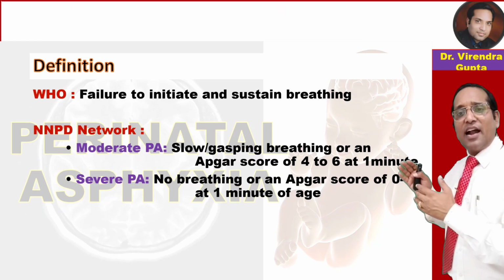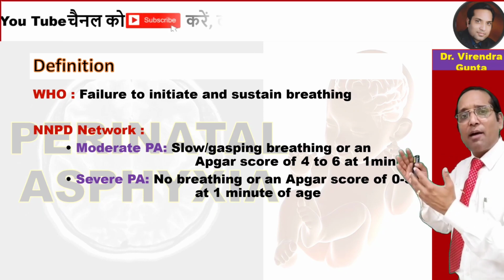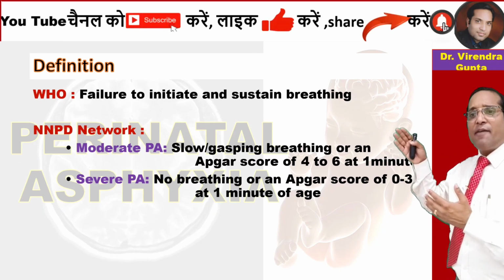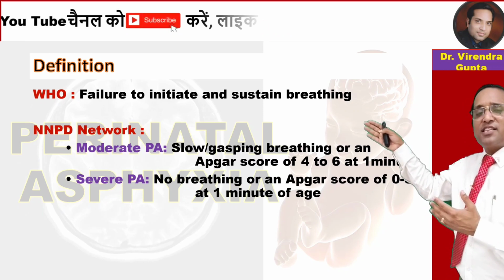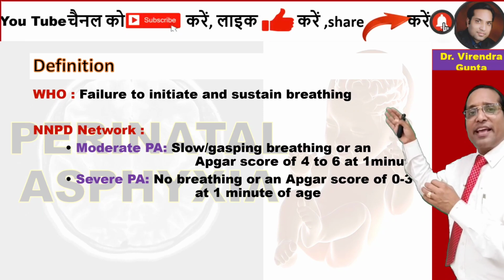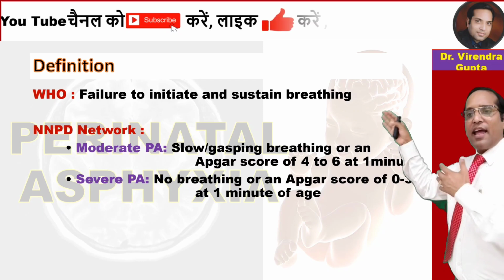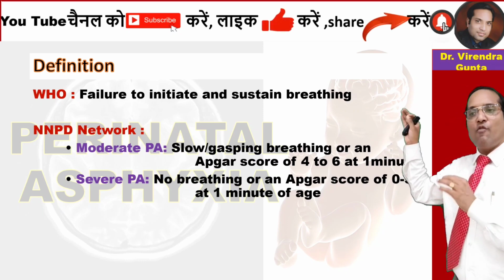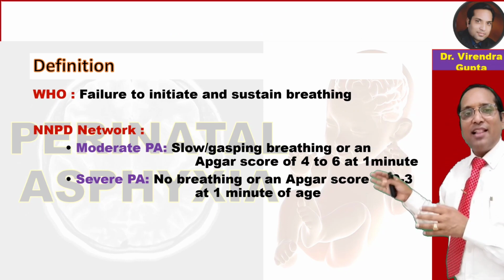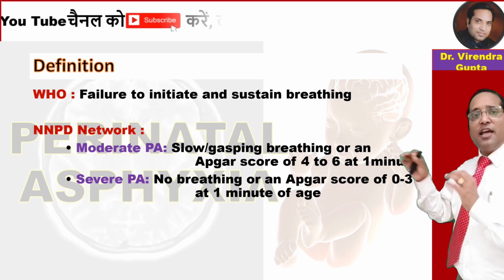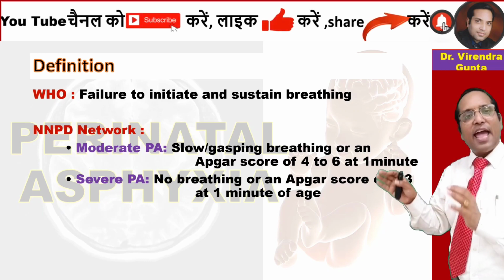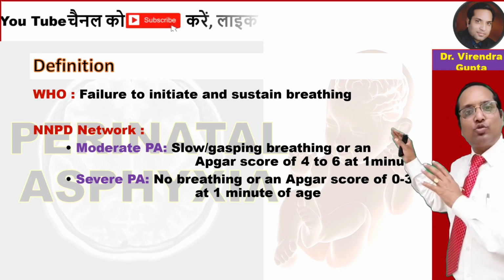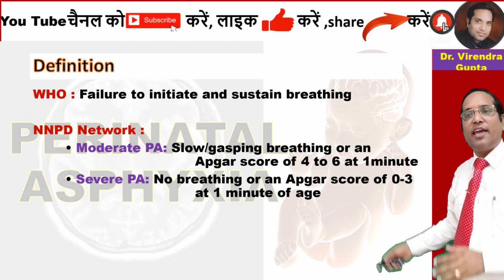while the National Neonatal Perinatal Database Network defined perinatal asphyxia or birth asphyxia as moderate when there is slow or gasping breathing or an APGAR score of 4 to 6 at 1 minute, while severe perinatal asphyxia is when there is no breathing or an APGAR score of 0 to 3 at 1 minute of age.